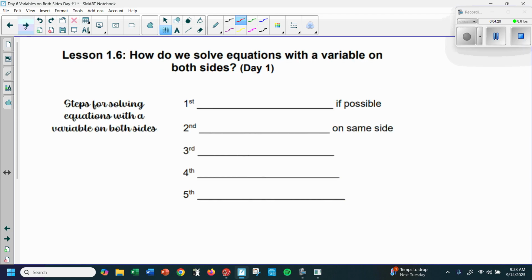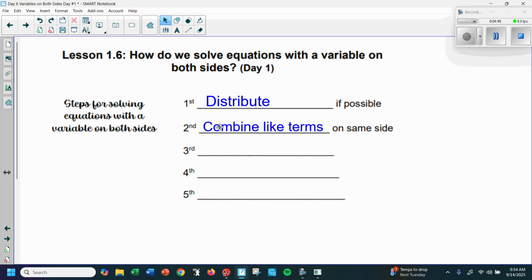Okay, so today's lesson is variables on both sides. Sometimes kids have trouble with this one, so we'll see how it works. The first step you always do is distribute if you can. If you can distribute, or even if you can't, the next step is combining like terms. So that's stuff we've done before.